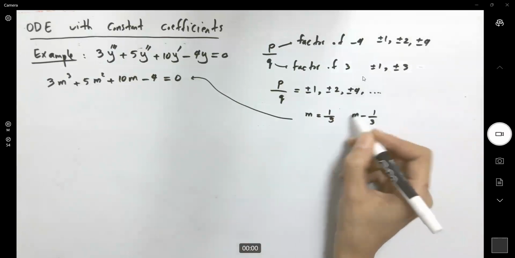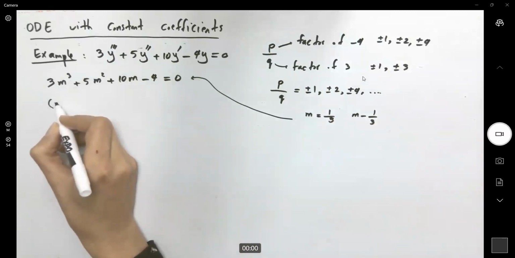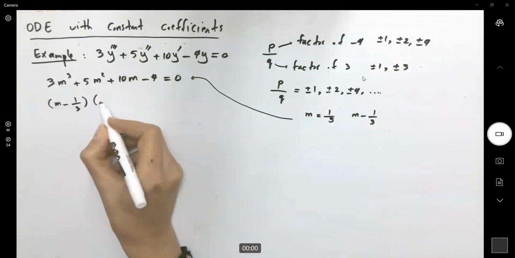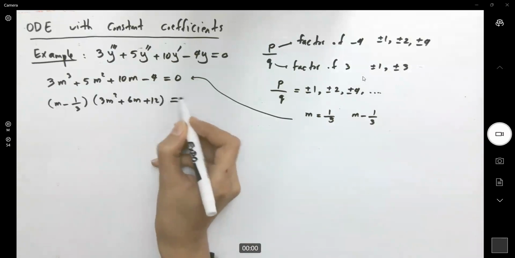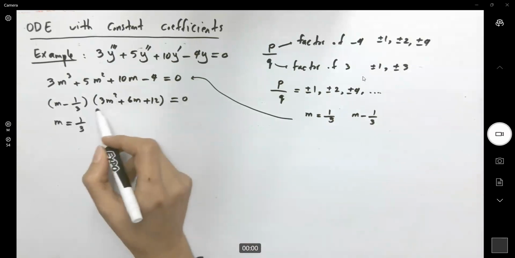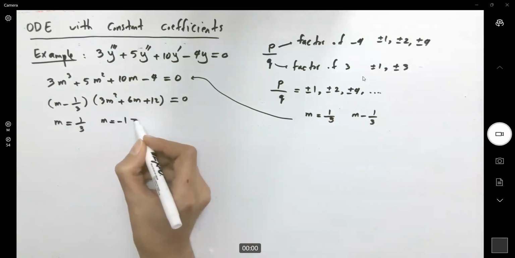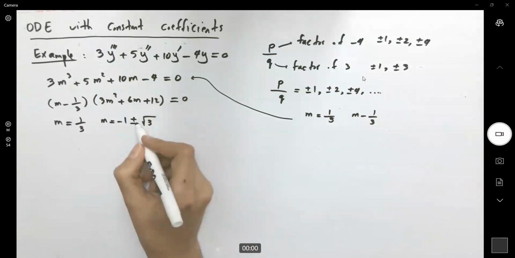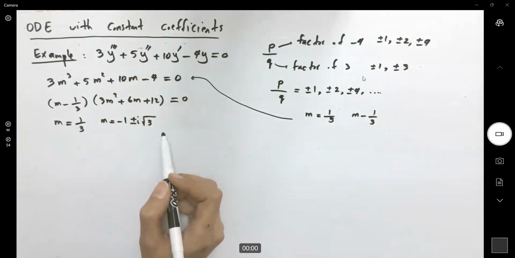It means that m minus a third is a factor of this equation. So this equation can be written as m minus a third, and then using the division, this is going to be 3m squared plus 6m plus 12 equal to 0. So as we saw before, m is a third, one of the solutions, and then solving this equation, we get m equals negative 1 plus minus square root of 3 times i. So we get one real solution and two complex solutions.